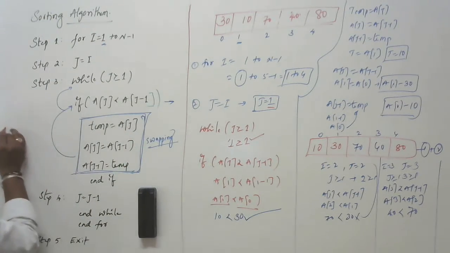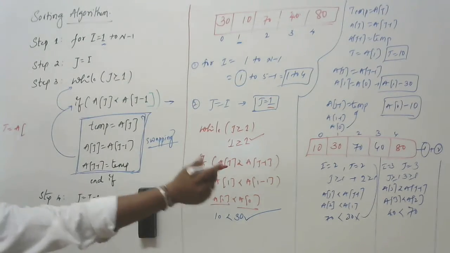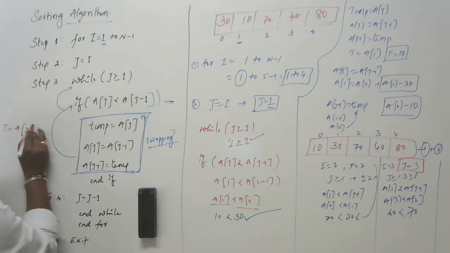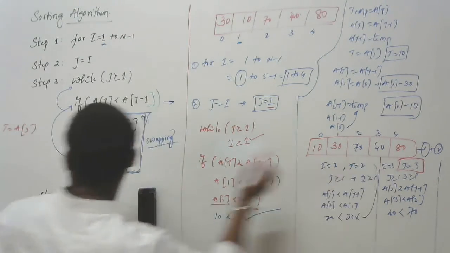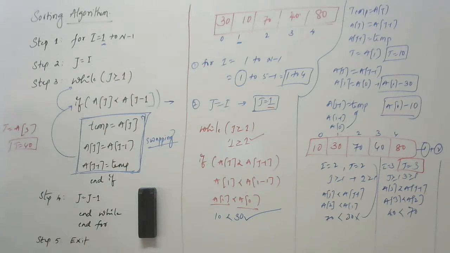What is that? Temp equals a of j. What is the value of a of j? The new value of j is 3. So a of 3, a of 3 value, how much? 40. So the temp value now becomes 40. Okay.